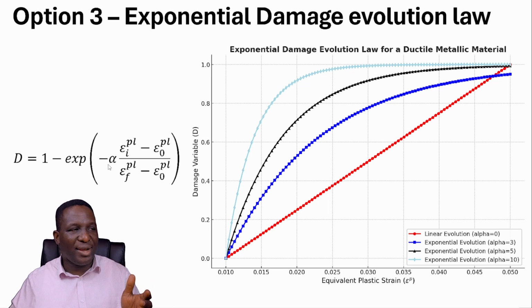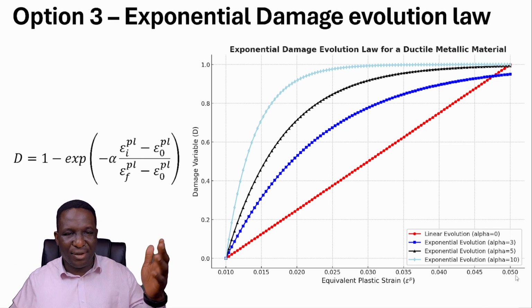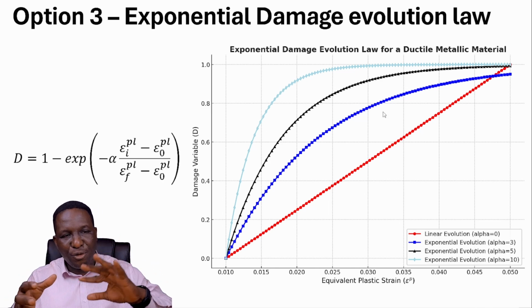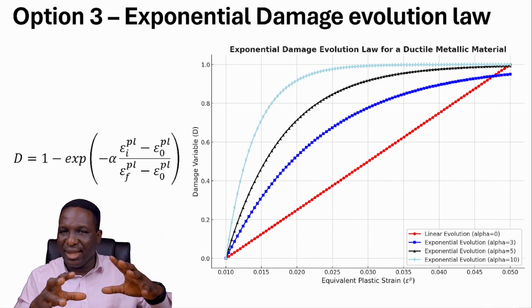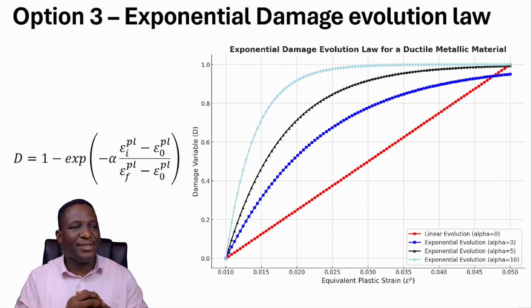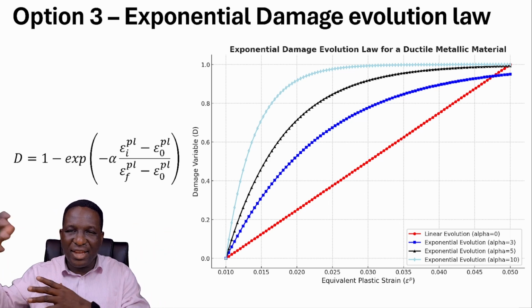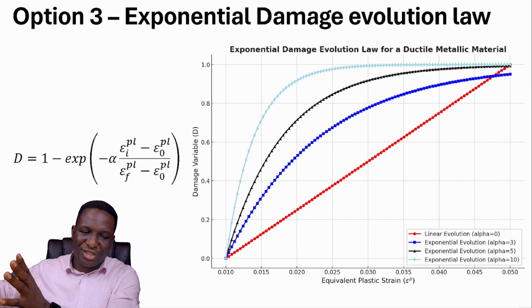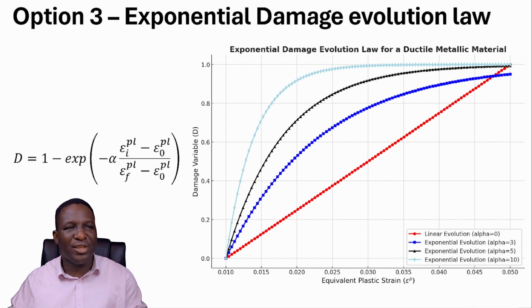What is unique here is that we're introducing an alpha term. If alpha is 0, then it becomes a simple linear evolution law. If alpha is other non-zero numbers, then you have different expressions. So you may have to play with these expressions in your modeling in order to get the perfect representation of what damage evolution or post-damage expression you get in your model.